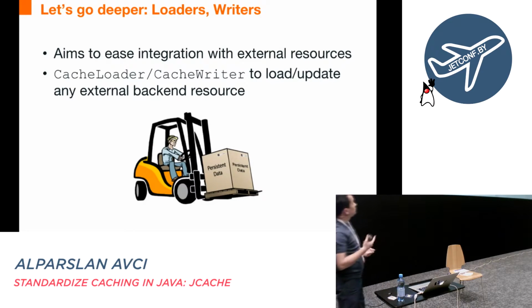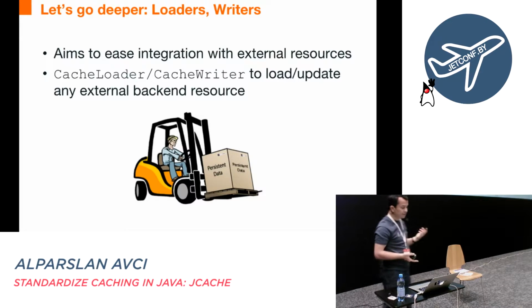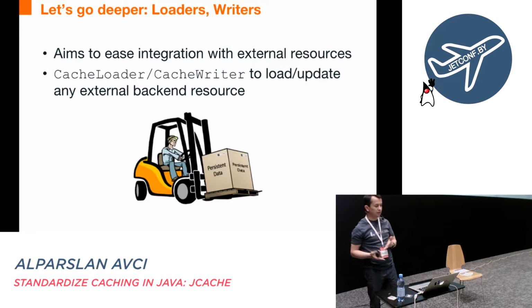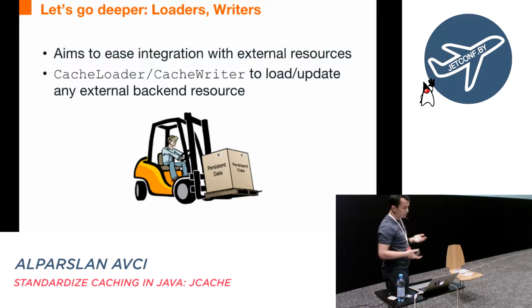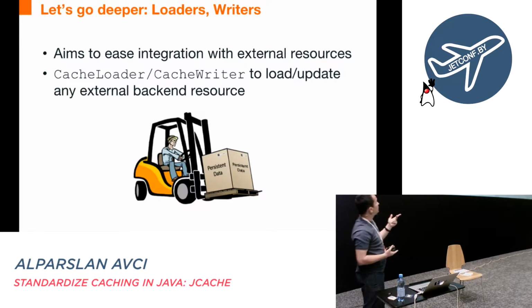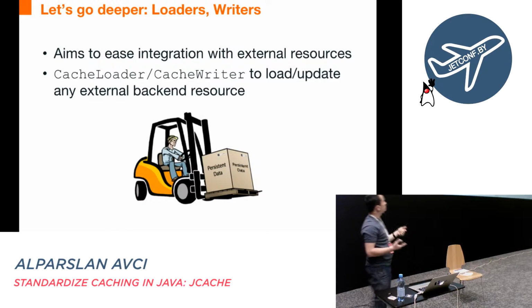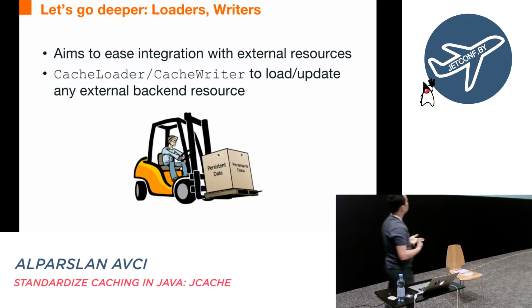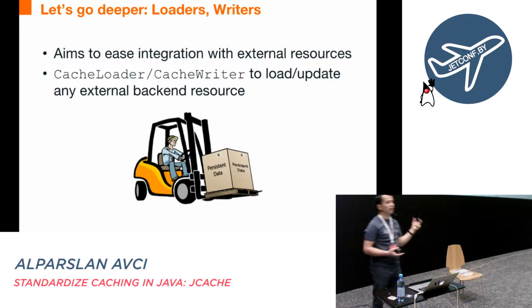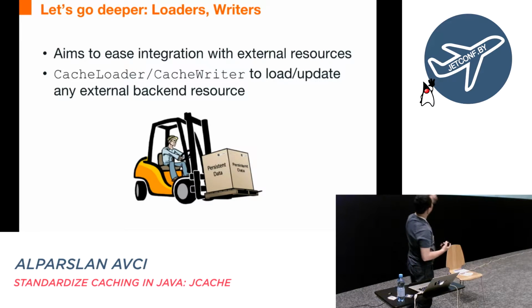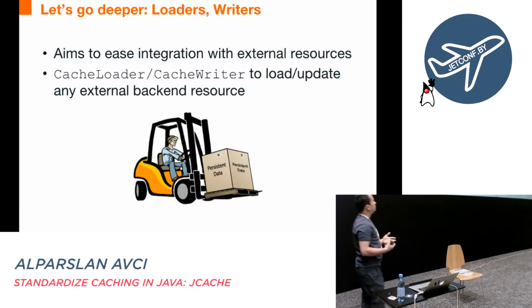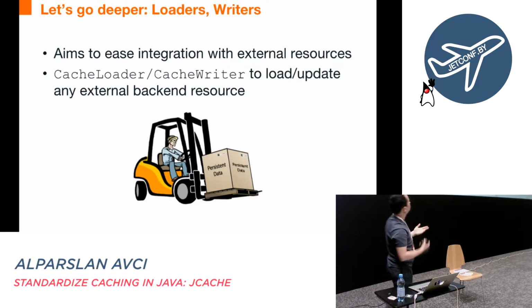Another feature is loaders and writers. These interfaces allow you to integrate your cache with a persistent backend store, and you will probably need them to load and update the data from your persistent store to your cache. There are two interfaces. The first one is the cache loader. It is used to load the data, and the other one is the cache writer. It provides the interface to store your data in the persistent store. You can use any external backend resource, and these interfaces are not implemented by vendors. They are for end users. So as an end user, you should implement the cache loader and cache writer according to your backend store. The API will call them automatically according to your configuration.